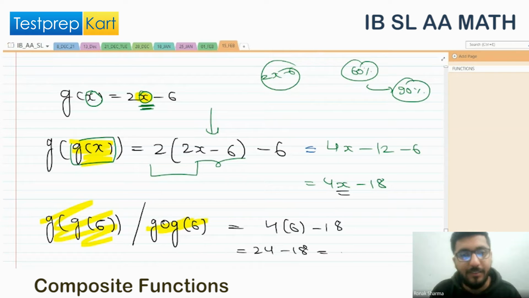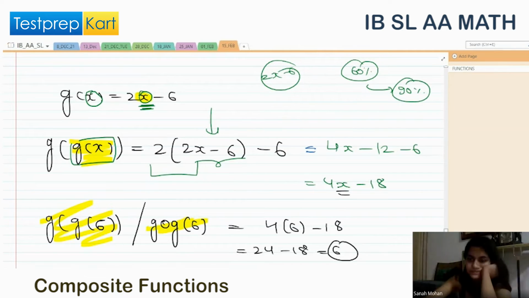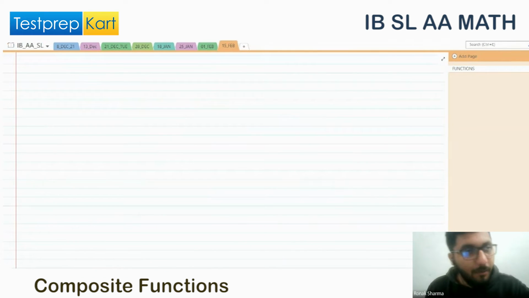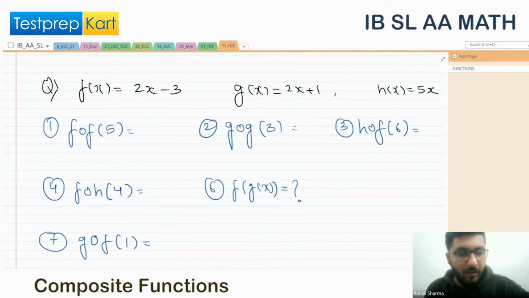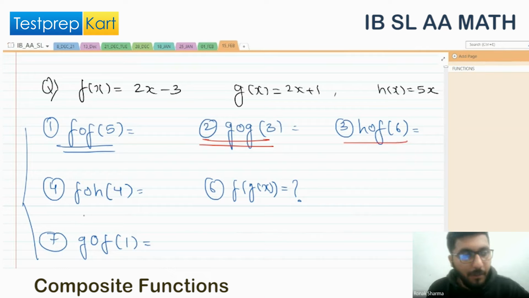So you're getting the answer 6. Got it? Okay. Now same concept, but a different question. Go for it. If you have any doubt in any of the questions, just ask. It will give you the full boost that you're good with the topic. If you're making any silly mistake, just confirm it with me, but try these 7 parts.